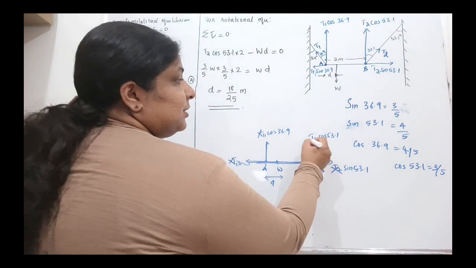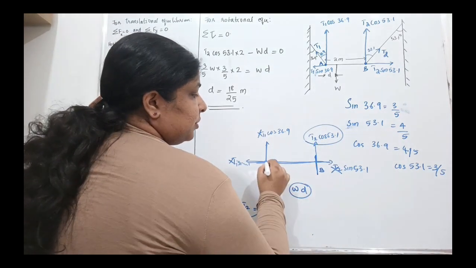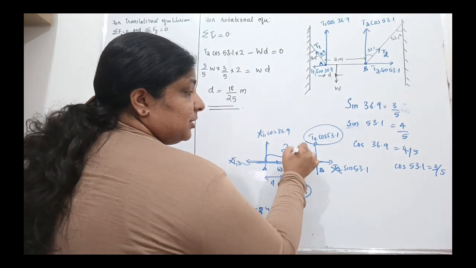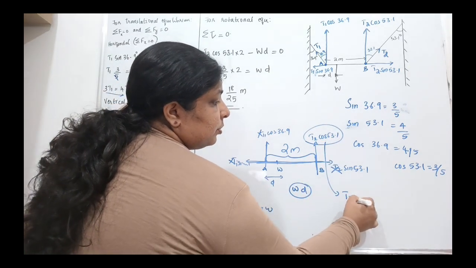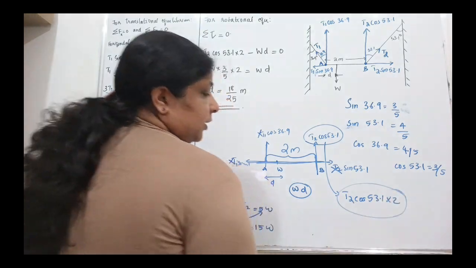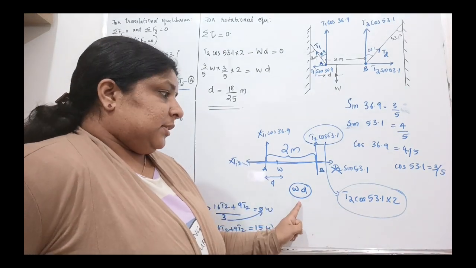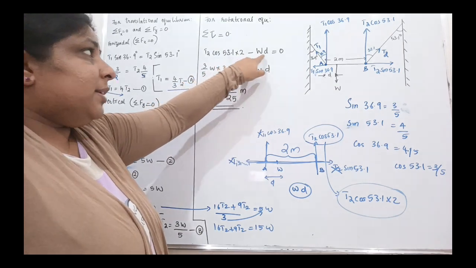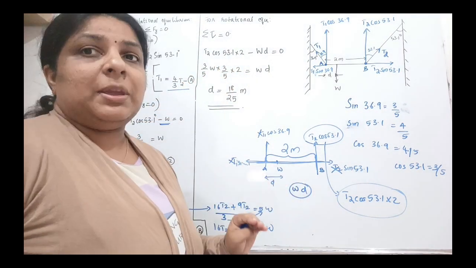The next is T2 cos 53.1, which is at a distance of, this is the line of action, so from A the distance of T2 cos 53.1 is 2 meter. That is the length of the rod. So here the torque will be T2 cos 53.1 into 2. Sum of all torque is equal to 0, so T2 cos 53.1 into 2 minus WD is equal to 0, or I can just equate because the sum is 0, so both should be equal.